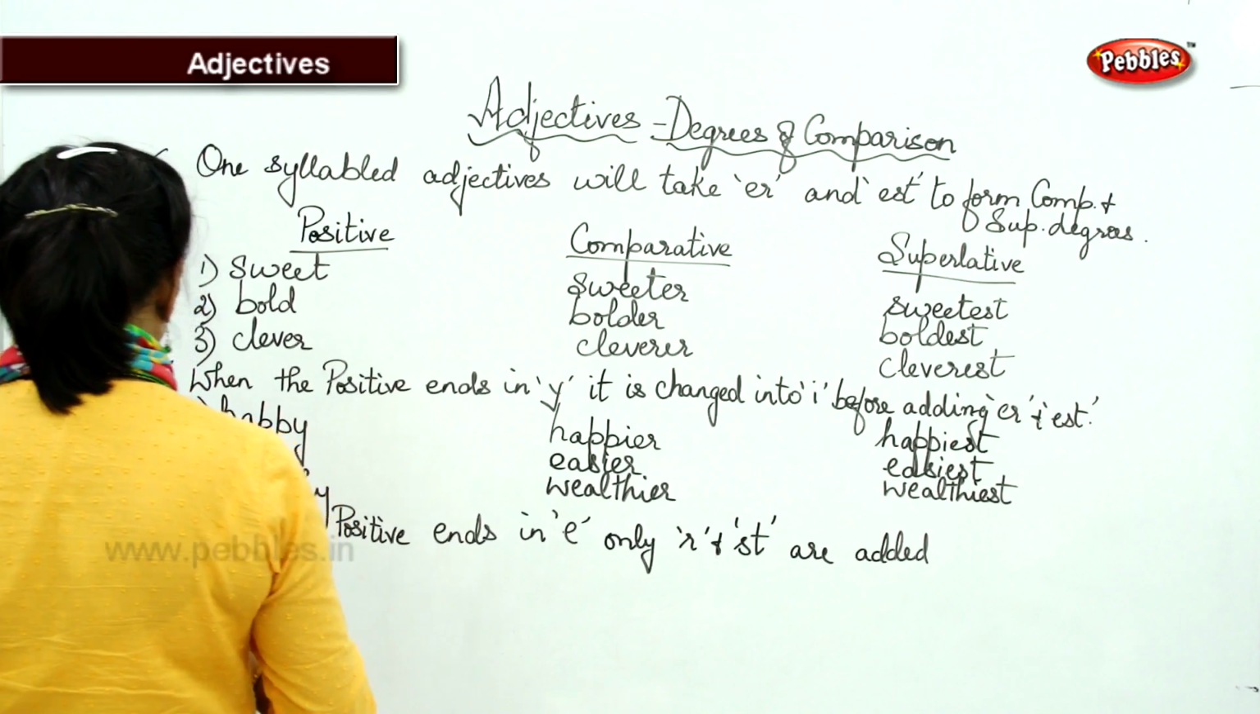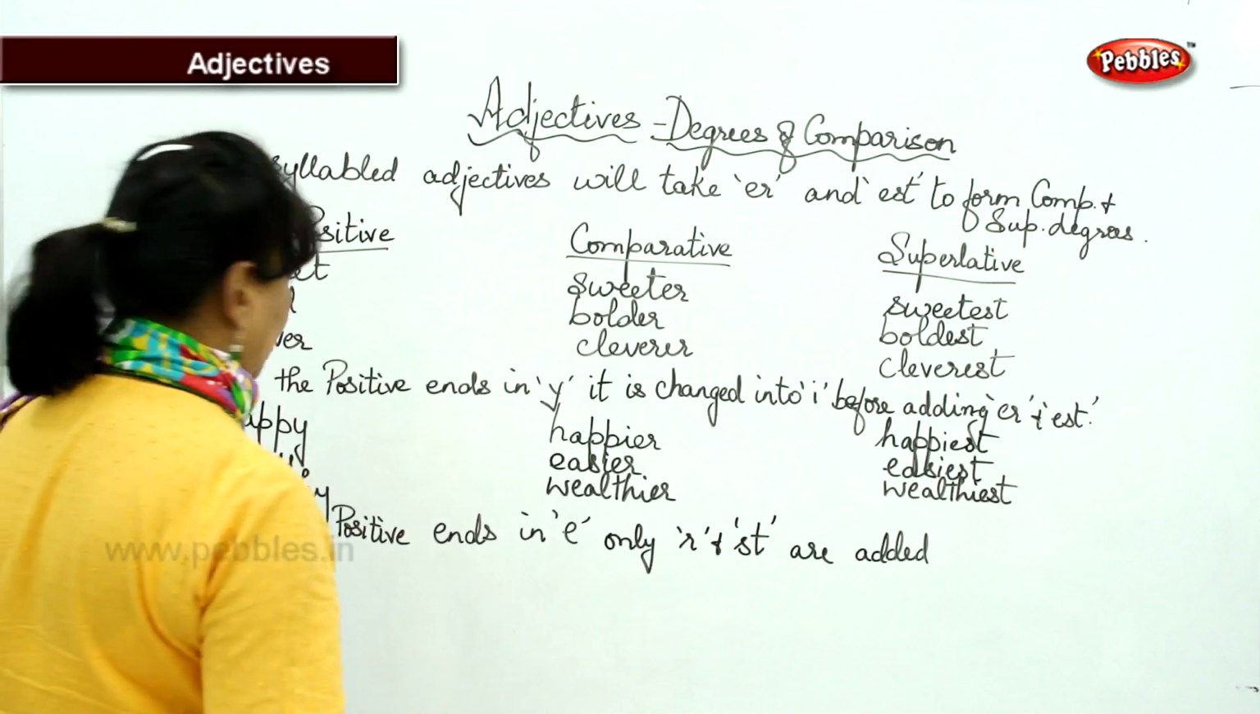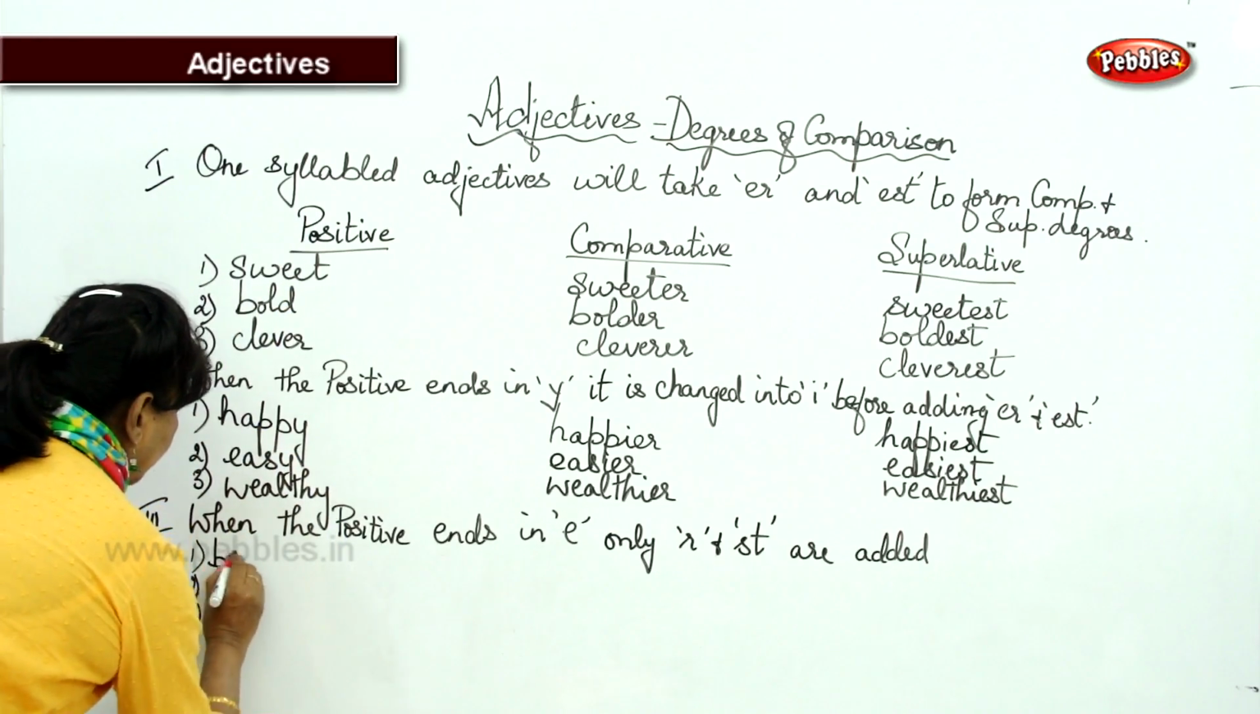Brave, fine, large, noble, wise. Okay. So, mention 3 words now. Brave.